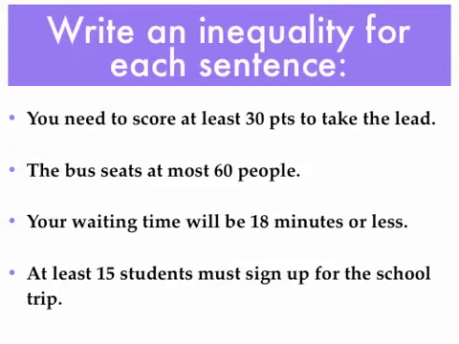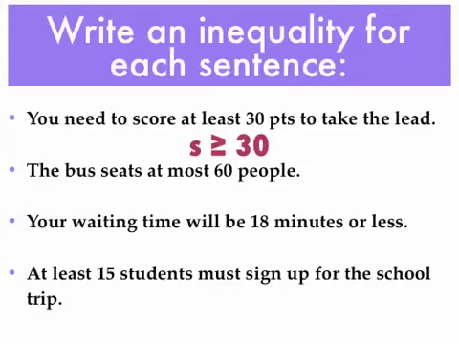These examples ask us to write an inequality for each sentence. The first one says you need to score at least 30 points to take the lead. If you need to score at least 30 points, you can score 30 points, or you can score more than 30 points. To write an inequality showing at least 30 points, you could use S is greater than or equal to 30. If you only scored 29 points, you wouldn't take the lead. You need to score 30 points or more to take the lead.